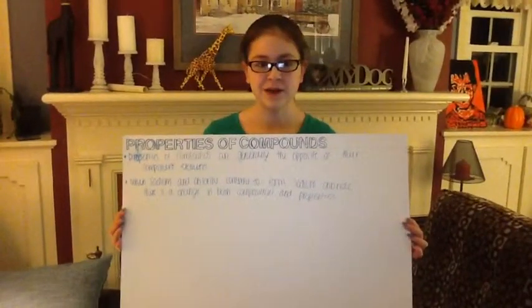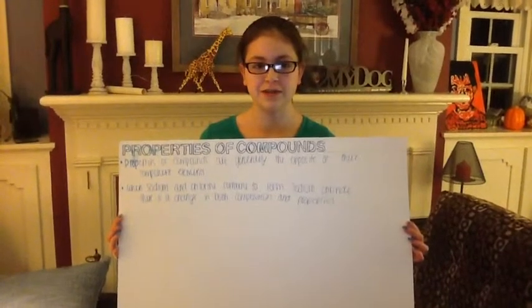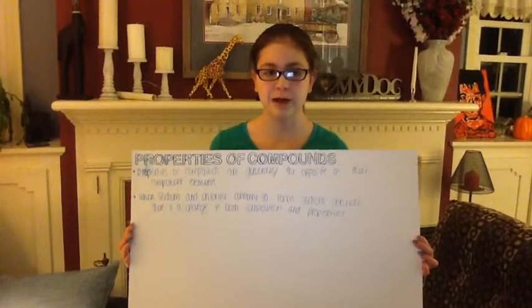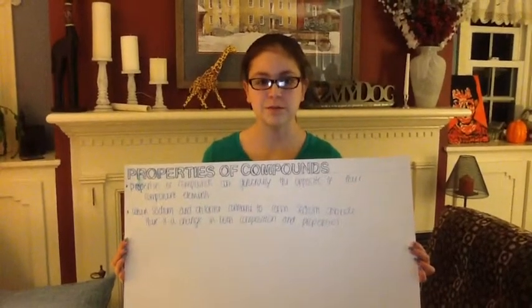Properties of compounds. Properties of compounds are generally the opposite of their component elements. When sodium and chlorine combine to form sodium chloride, there is a change in both composition and properties.